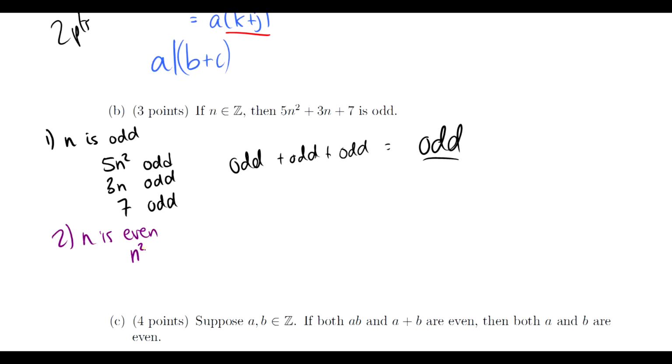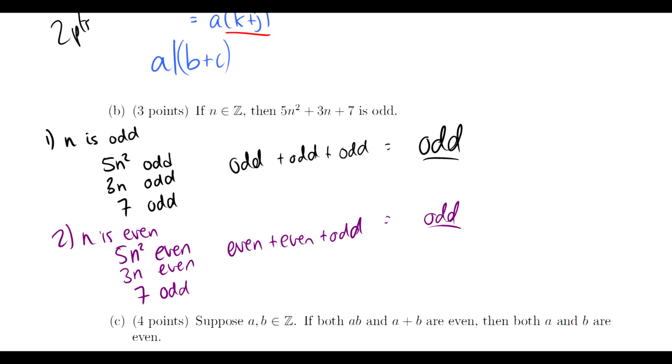Okay, case 2, we say n is even. So if n is even, then n squared is even, and 5 is odd, so 5 times n squared would also be even. If n is even, then 3 times n is going to be even, because an odd times an even is even, but 7 is odd. So in this case, we get an even plus an even plus an odd. And what is that? Well, that's odd. Therefore, 5n squared plus 3n plus 7 is always going to be odd. So, proof, 2 points for the cases, 1 point for the conclusion.